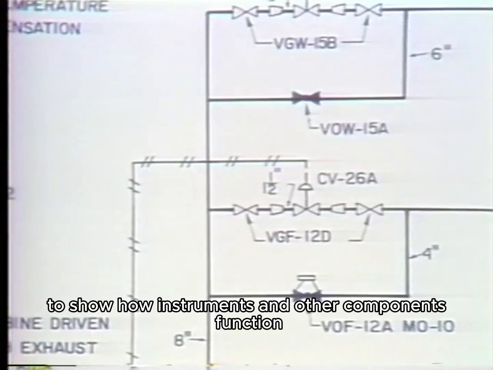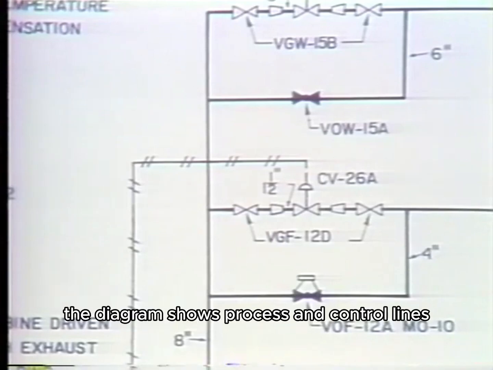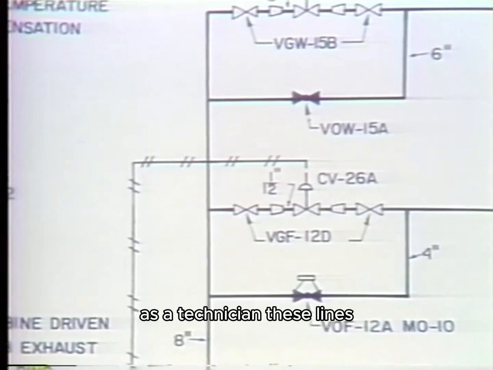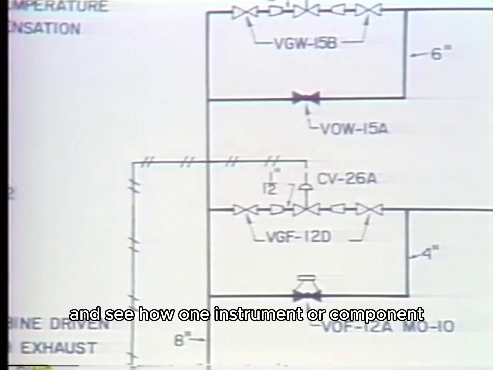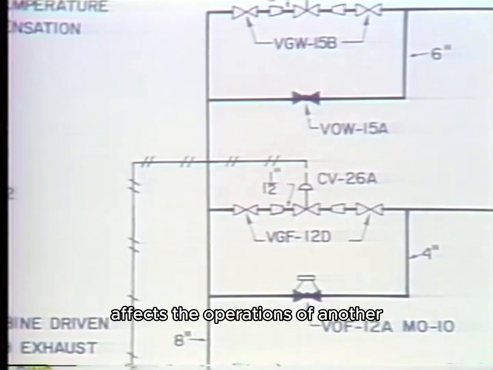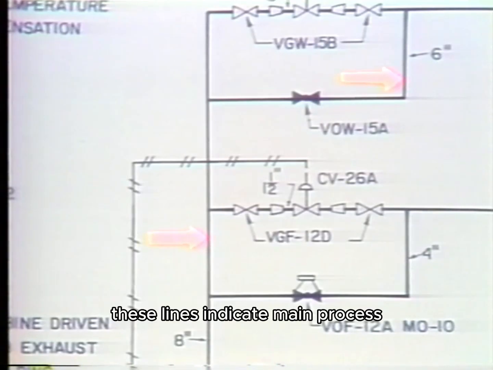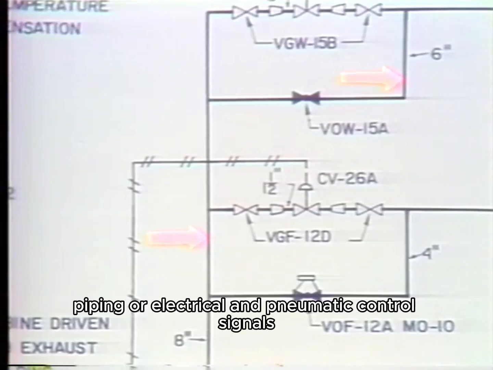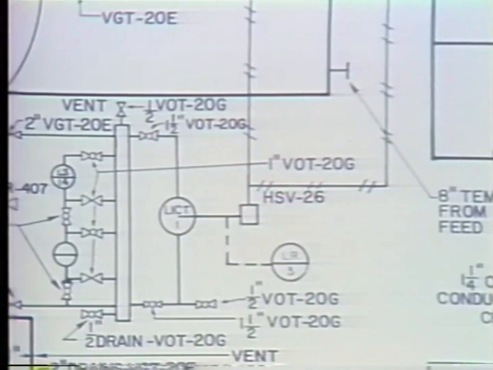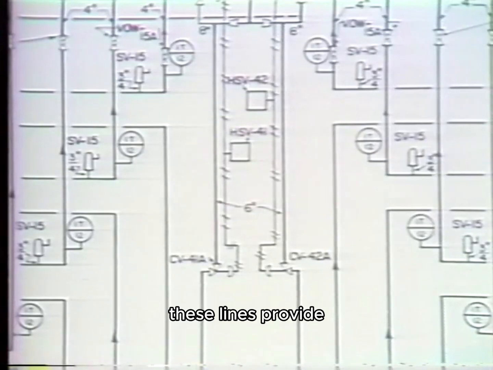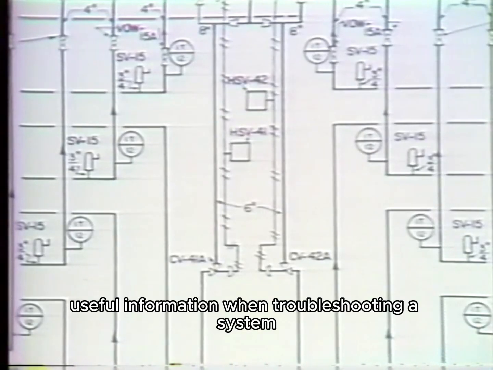To show how instruments and other components function and interrelate, the diagram shows process and control lines. As a technician, these lines enable you to look at the entire system and see how one instrument or component affects the operations of another. These lines indicate main process piping, or electrical and pneumatic control signals. These lines provide useful information when troubleshooting a system.